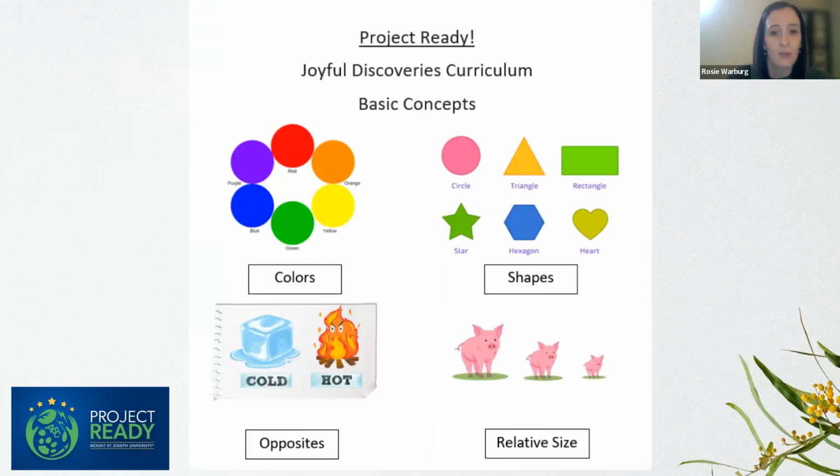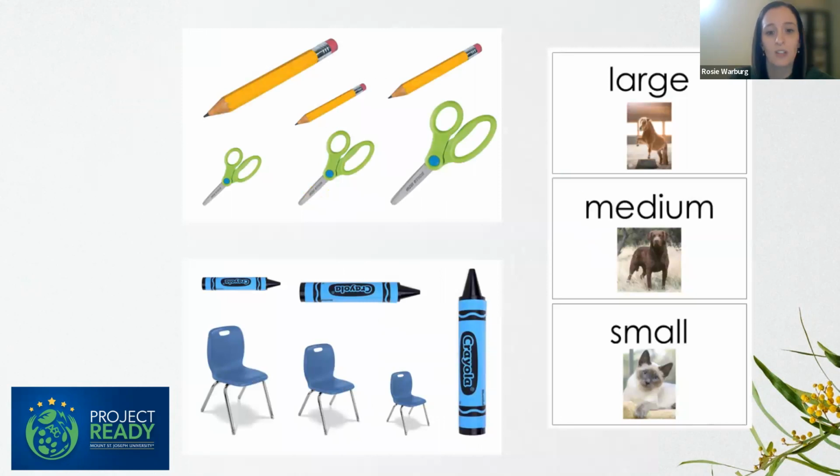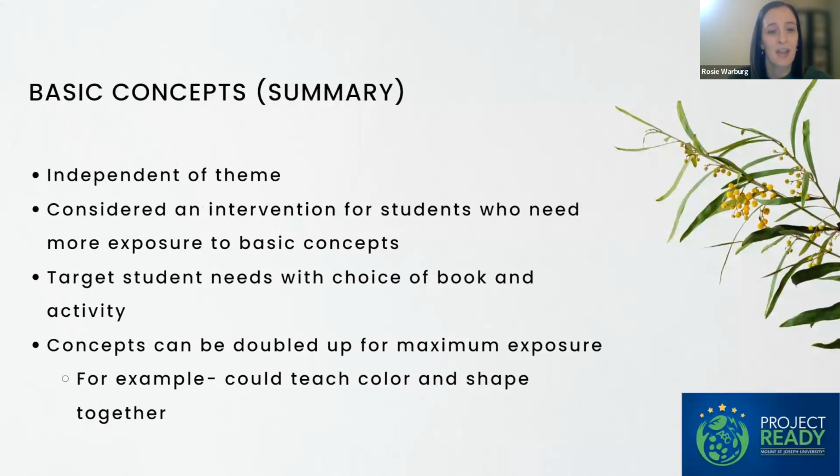So again, with basic concepts we cover the 4 concepts: color, shape, opposites, and relative size. And for relative size, we also have another set of materials here that you just need to print and laminate. So we've got some common classroom items in small, medium, and large. Ahead of time as the teacher, you would print these, laminate them and cut them out. And then students would be able, within the lesson, to sort small, medium, and large. Within all 4 of those concepts, we have a list of books that you can choose from, and a list of activities that you can choose from using those materials that we've gone over.